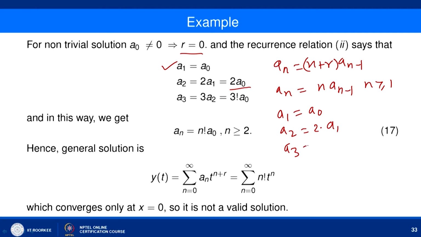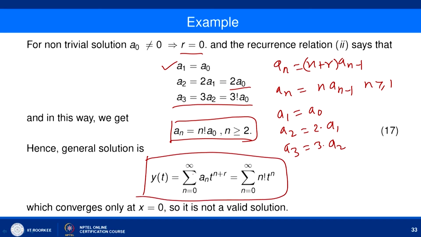Similarly a_3 is 3 into a_2, and a_2 is 2 into a_0. So we can write that a_3 is given as factorial 3 times a_0, and we can use mathematical induction to show that a_n is given as factorial n times a_0, for n greater than or equal to 2. So hence the general solution we can write as y(t) equal to the sum from n equal to 0 to infinity of a_n t to the power n plus r, that is, the sum from n equal to 0 to infinity of factorial n t to the power n. So theoretically it looks like we got a solution, given by the sum from n equal to 0 to infinity of factorial n t to the power n.